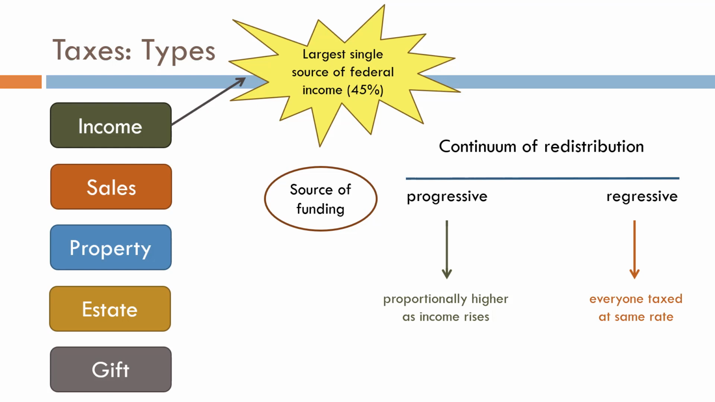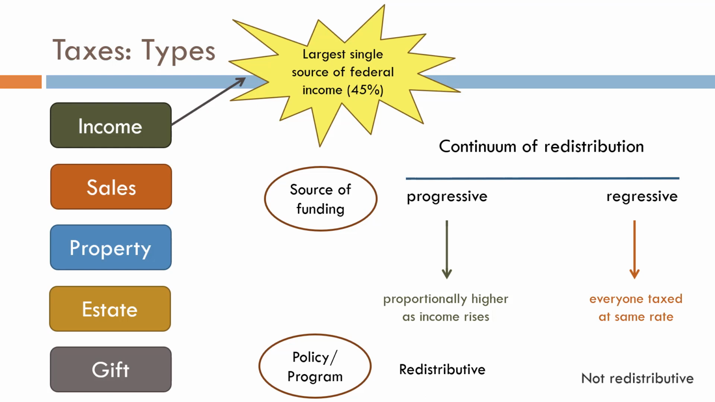So we have progressive versus regressive taxes and some in between these two poles on the continuum. When it comes to the actual policy or program, we refer to these as either redistributive or not redistributive. So just remember, progressive taxes as a source of funding are tied to redistributive policies or programs. Regressive taxes as a source of funding are tied to non-redistributive policies and programs.